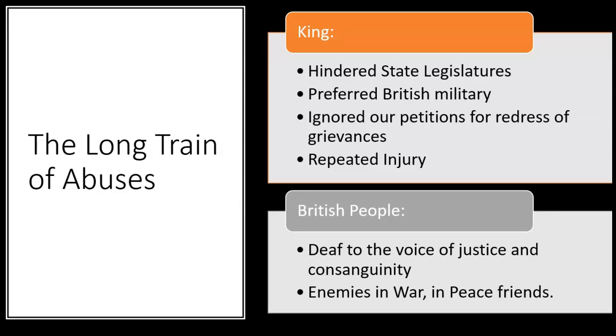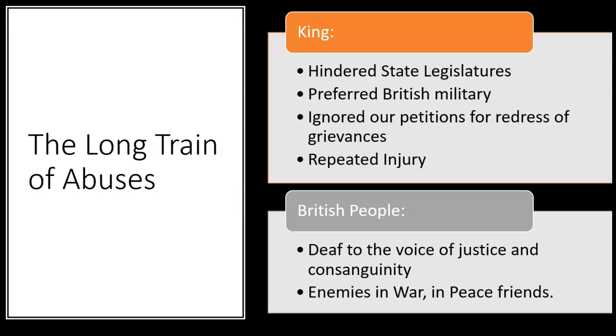So the king has done a number of things, and they're listed in great detail in the Declaration of Independence. And Jefferson summarizes it by saying that the king has given repeated injury without redressing any of the grievances. But Jefferson says that there are more problems that we have than just with the king. We have problems also with the British people.